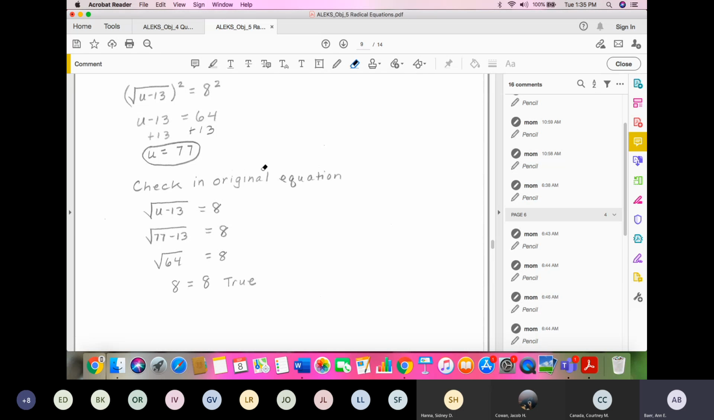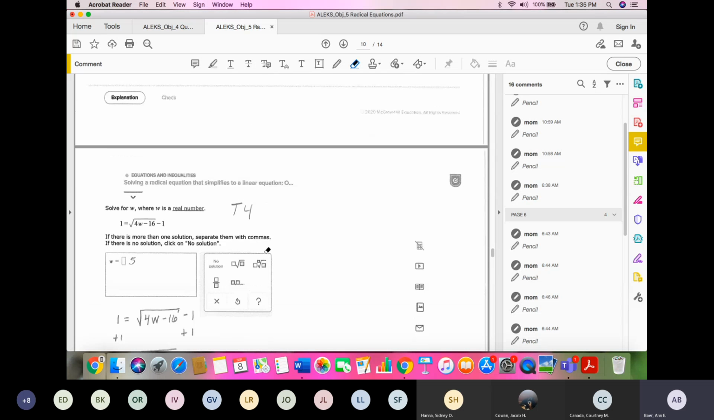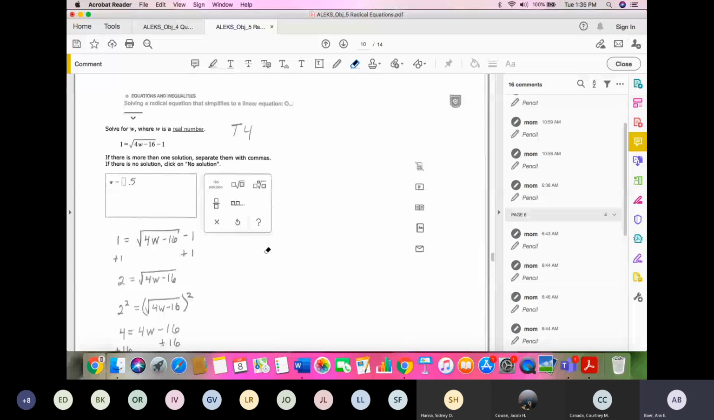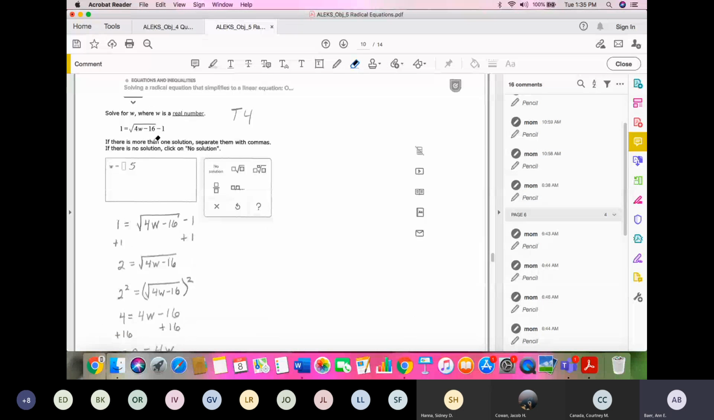So let's move on. Let's take a look at this topic. Now you will notice this radical isn't on one side by itself. We have -1 outside the radical. So I just copied down the problem here.